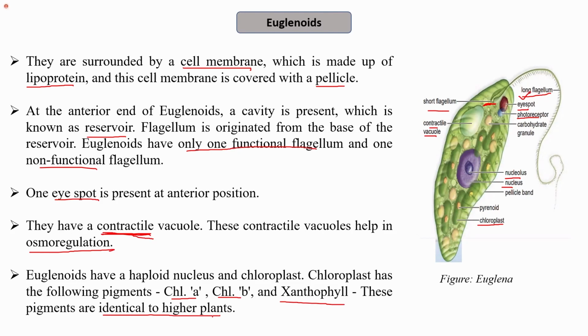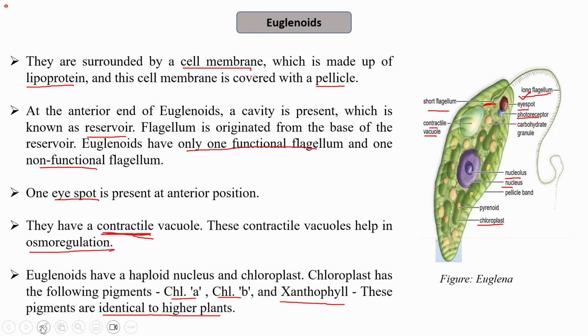But if asked in the examination, euglenoids belong to kingdom Protista. What are the basic characteristics? They lack a cell wall, and they have a cell membrane which is made up of lipoproteins. They have a structure known as the reservoir, from the base of which two flagella originate. One is a long and one is a short flagellum.